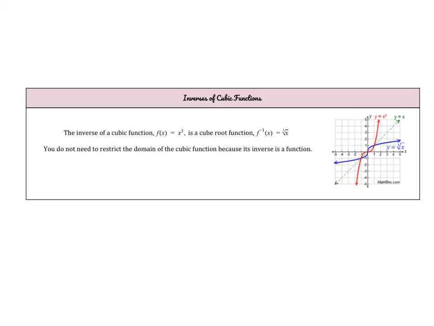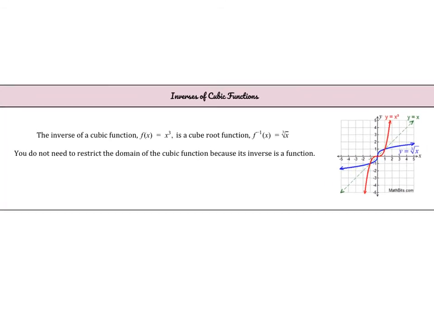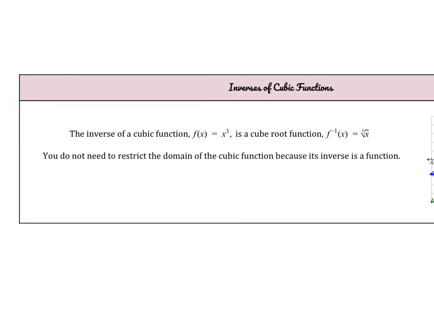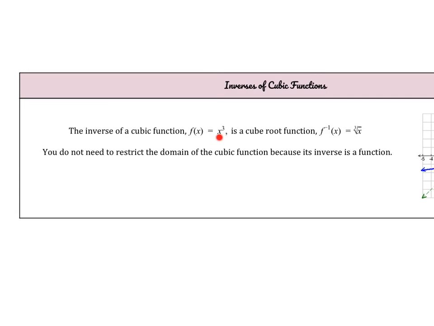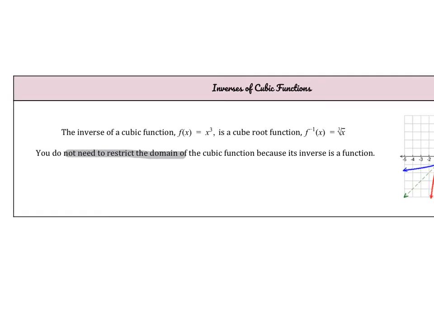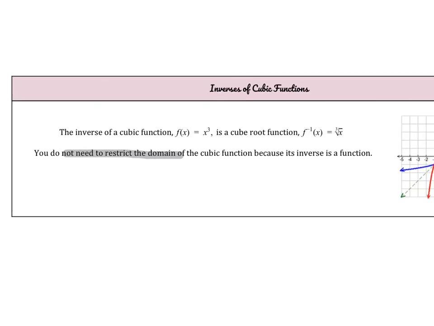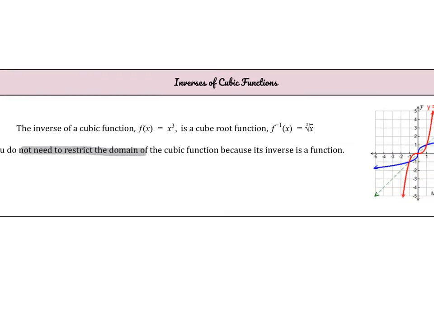Okay, so now we're going to move on to the inverse of cubic functions. The inverse of a cubic function, which is a function with x cubed, is going to be the cube root function. Just like with x squared it was a square root, here with x cubed, it's going to be a cube root. Luckily, we do not need to restrict the domain because its inverse is already a function. So we don't need to worry about that extra step like we did with quadratics.